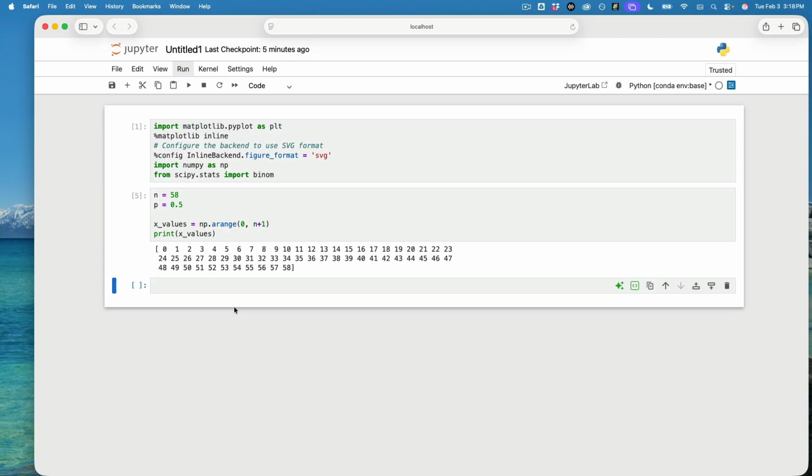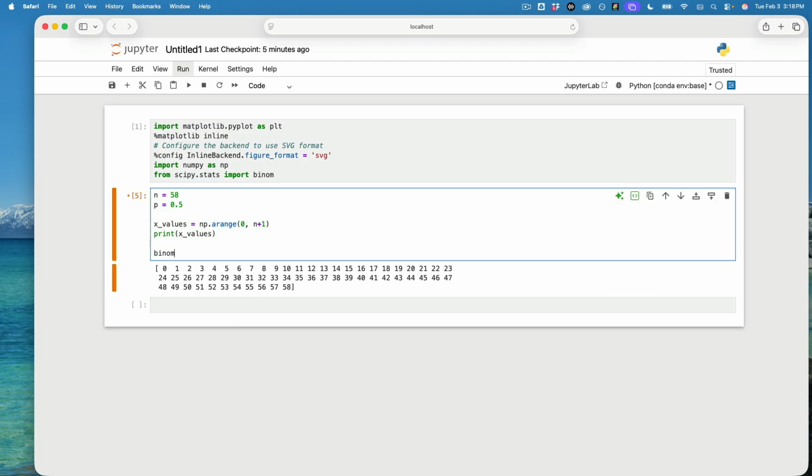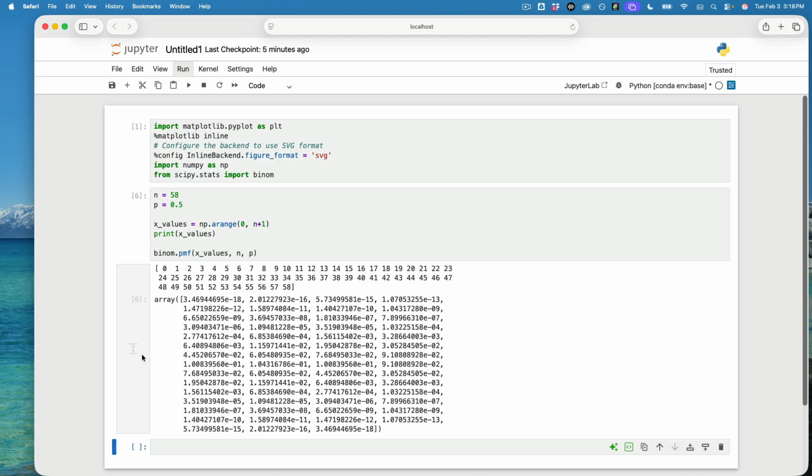What I'm going to do next is compute the binomial PMF for each one of those values and plot them. Okay? Someone asked, can we pass in an array? Absolutely. binom.pmf of x values. Now, what is that going to give? It's going to give an array of probabilities. This is the value corresponding to 0 successes. This is the value corresponding to 1 success, 2 successes, 3 successes, and so on.